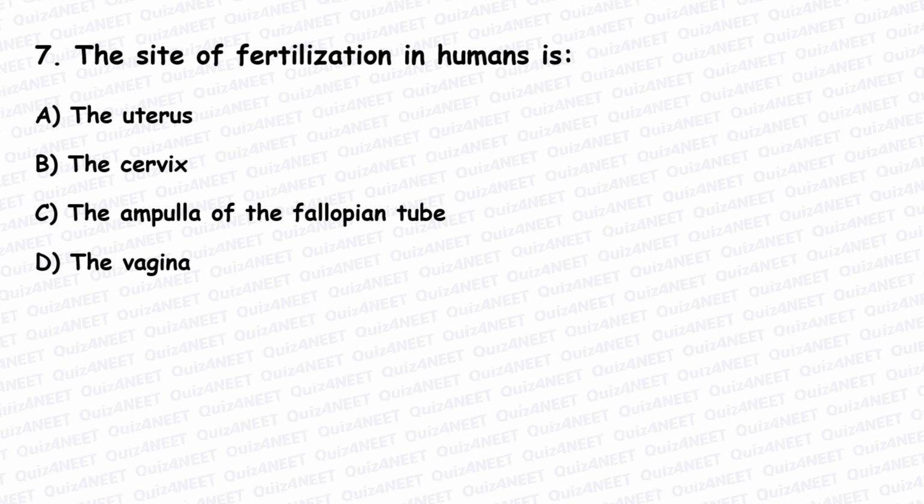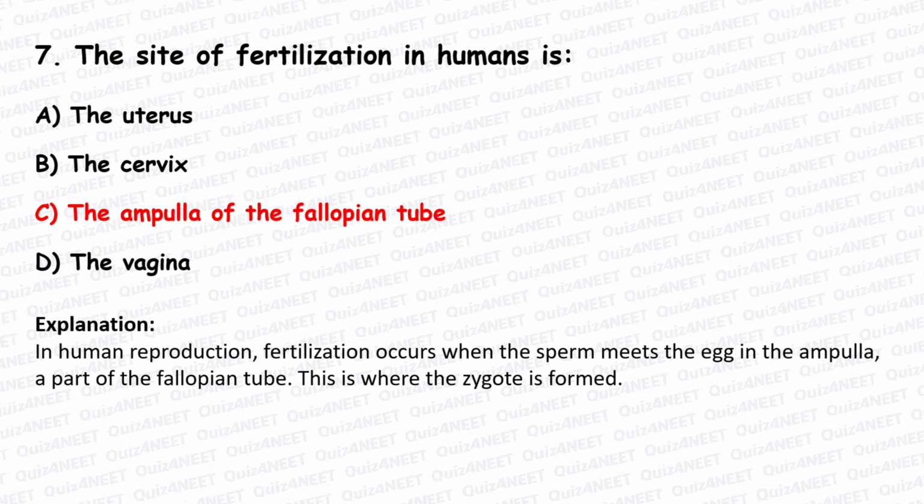7. The site of fertilization in humans is: A. The uterus, B. The cervix, C. The ampulla of the fallopian tube, D. The vagina. The right answer is C. The ampulla of the fallopian tube. In human reproduction, fertilization occurs when the sperm meets the egg in the ampulla, a part of the fallopian tube. This is where the zygote is formed.